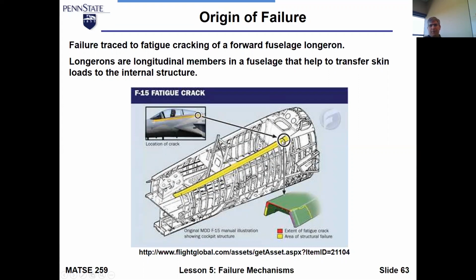Now, the thing to remember with these aircraft is that they're a little older than you might imagine. Most of these F-15s were built in the 1970s, 1980s, and so they have a lot of flight time on them.